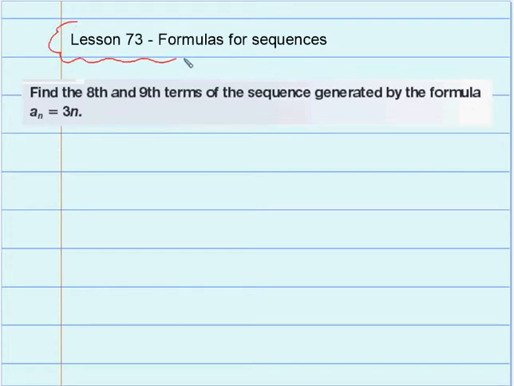Hi class, this is course 3, lesson 73, formulas for sequences. So we've talked about sequences before, and this is just an extension on sequences.